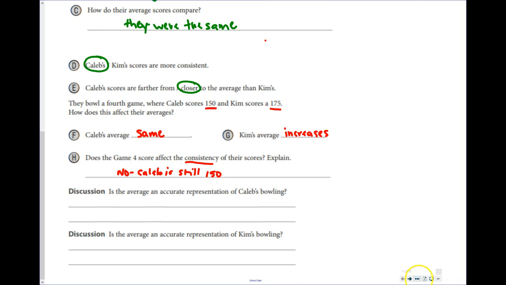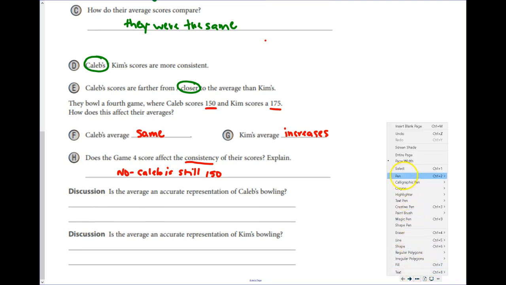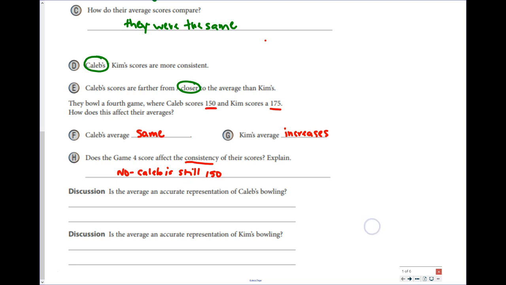The next two questions talk about, is the average an accurate representation of their bowling? Meaning, if I say John has a 75% in math, and you look at his grade book and all of his scores are around 75, then yeah, the average would be a good representation of all of his grades. So in terms of Caleb, yeah, because his average, the 150, is near all his scores.